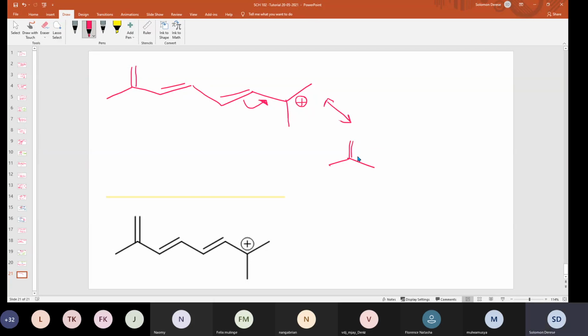I'm saying this because when students draw resonance structures, something happens here, but they do something else in here, I don't know what. So I want you to focus on what you have done, and then only change what has happened, okay?